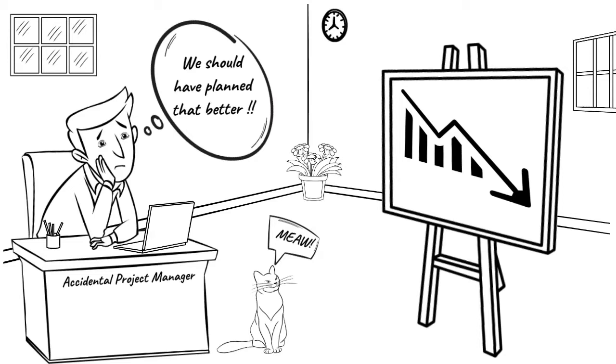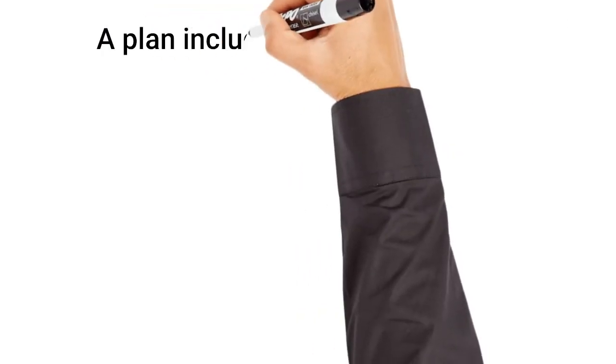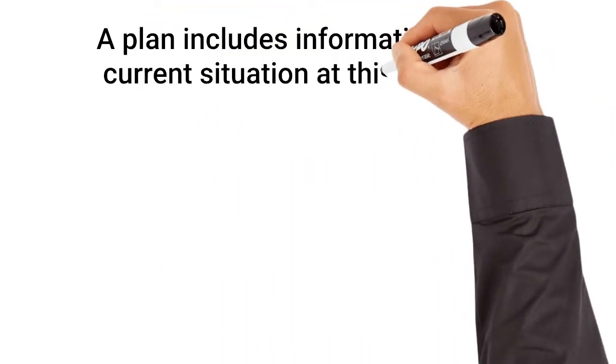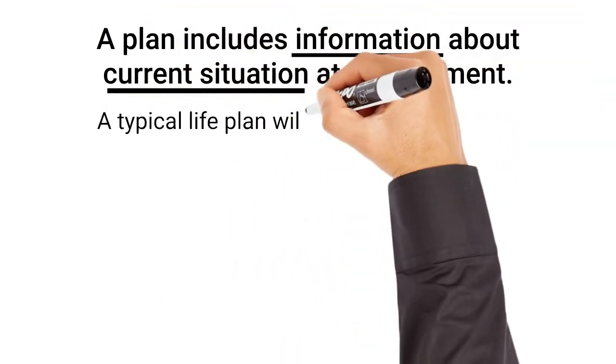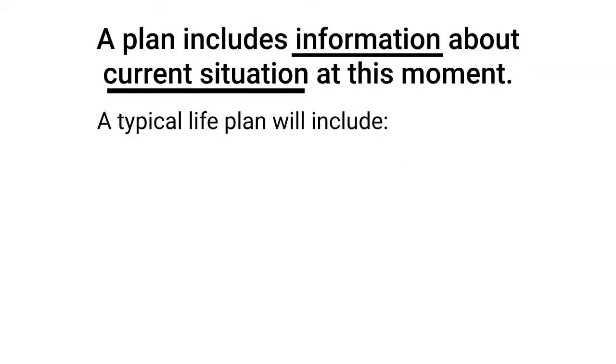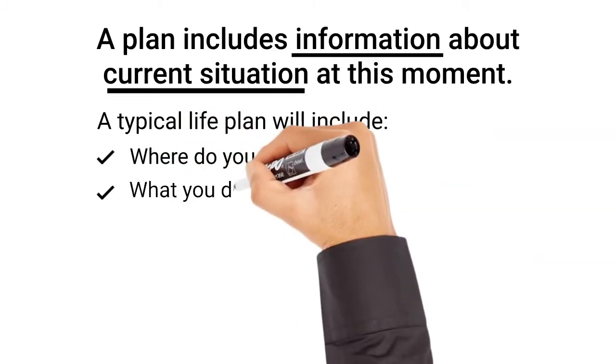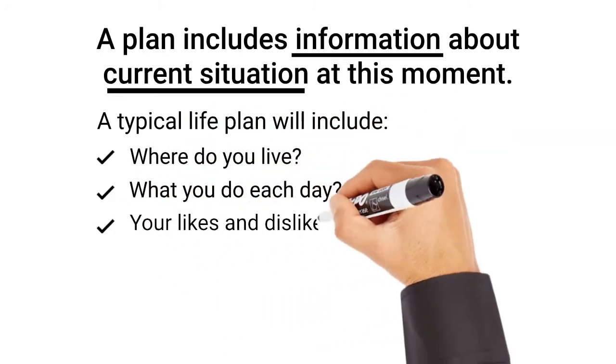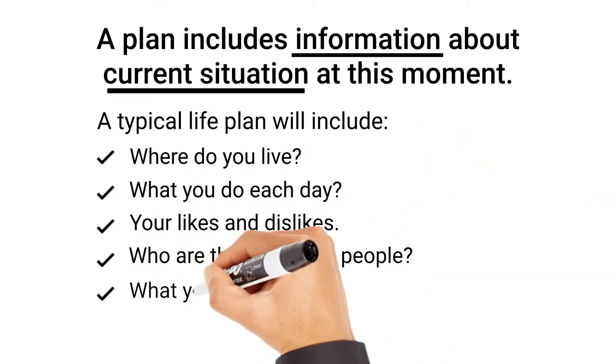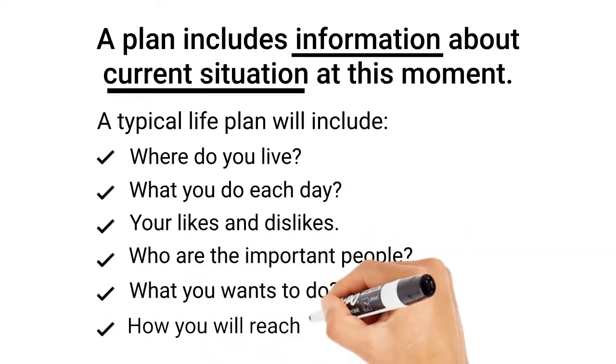Before diving into project planning, let's first understand what a plan is. In general terms, a plan includes information about the current situation at this moment. For example, a typical life plan will include information like where you live, what you eat each day, your likes and dislikes, and who the important people in your life are. This also includes the ideas for what you want to do and how to reach a desired result.